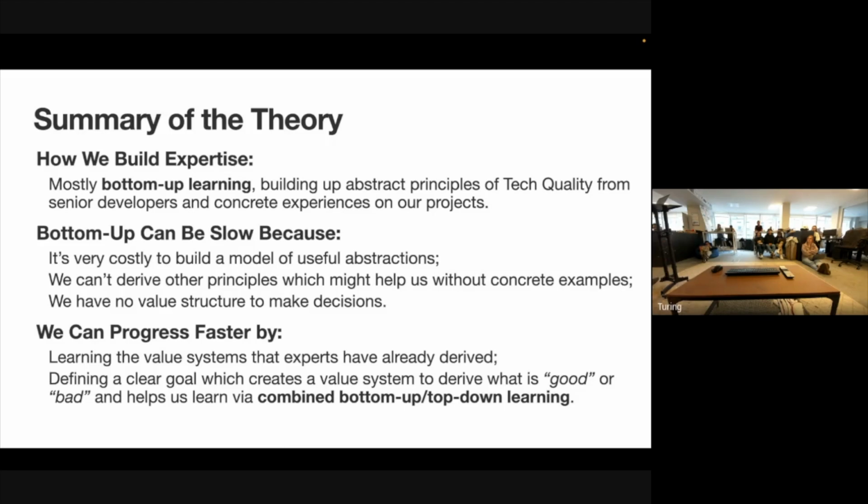And also, you have no value structure to make decisions about which things you should care about more than other things. And so my suggestions are we can learn faster by learning the value systems that experts have already derived for us, and also by defining a clear goal to show us what is good, what is the thing that we're aiming for, so that we can learn via a combination of bottom-up and top-down learning.